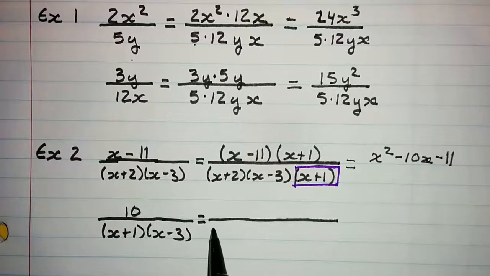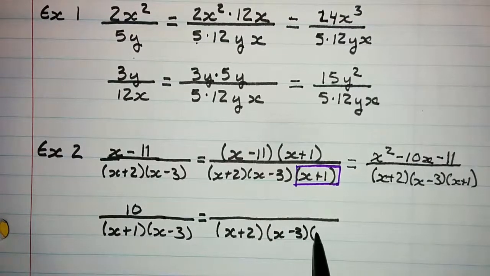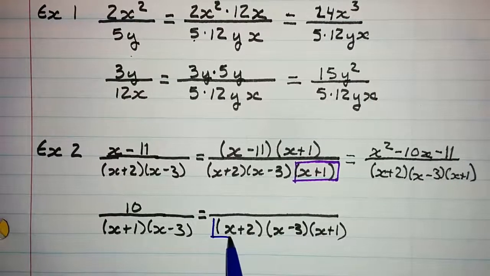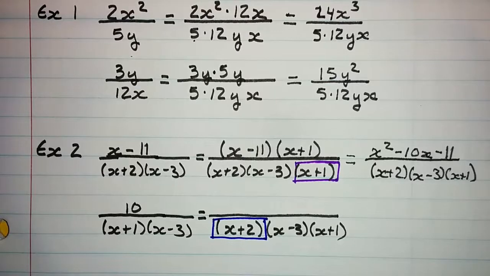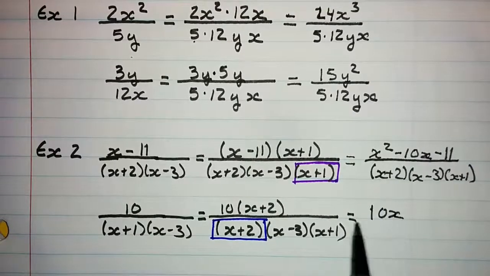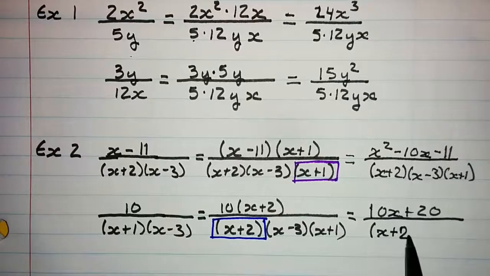In our second rational expression, again, our least common denominator is still x plus 2 times x minus 3 times x plus 1. But now we see that the new factor that we've introduced is x plus 2. So we'll need to multiply 10 times x plus 2. My new numerator will be 10x plus 20, and the denominator is still this common denominator.